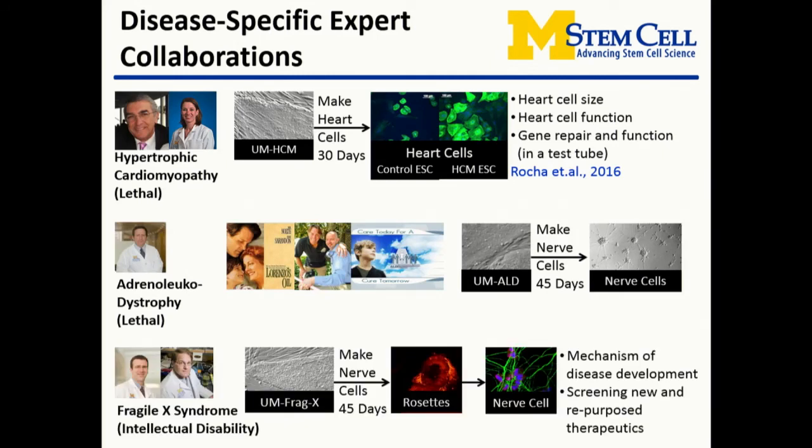Fragile X syndrome, causing intellectual disabilities in young men who have this Fragile X mutation. We're actually able to make neurons from these embryonic stem cells and study the disease in a petri dish.